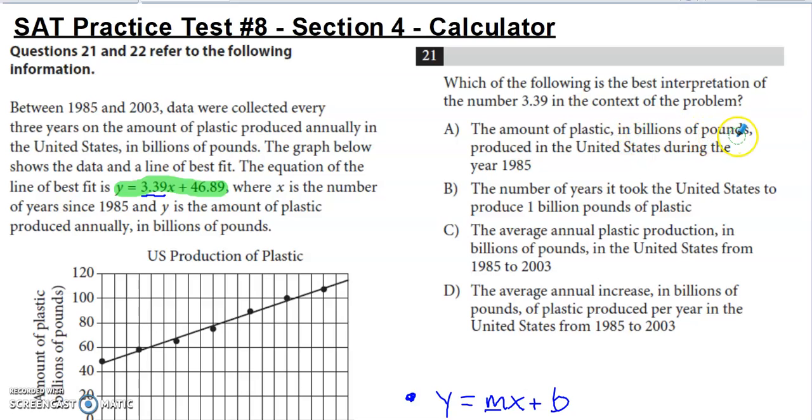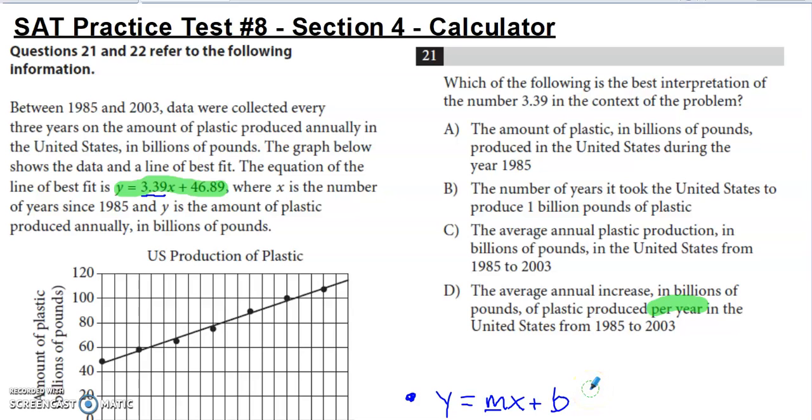Billions of pounds in A doesn't really seem like the right option. Number of years it took doesn't really seem correct. Average annual plastic production in billions of pounds. I mean, it is average, so it would be billions of pounds per year, so possibly option C. Option D, the average annual increase in billions of pounds of plastic produced per year. So here's that per year, which kind of makes it tempting to go with option D.